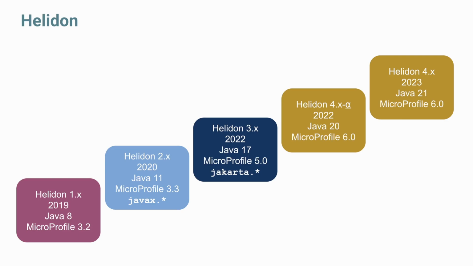In Helidon 3, released in 2022, we moved to Java 17. And in Java 17, we used a lot of new optimizations and other constructions like records, etc., etc. And we also moved to the Jakarta namespace. And now, with Helidon 4, we are aligned with Java 21 and MicroProfile 6. So, what makes this alignment so cool?